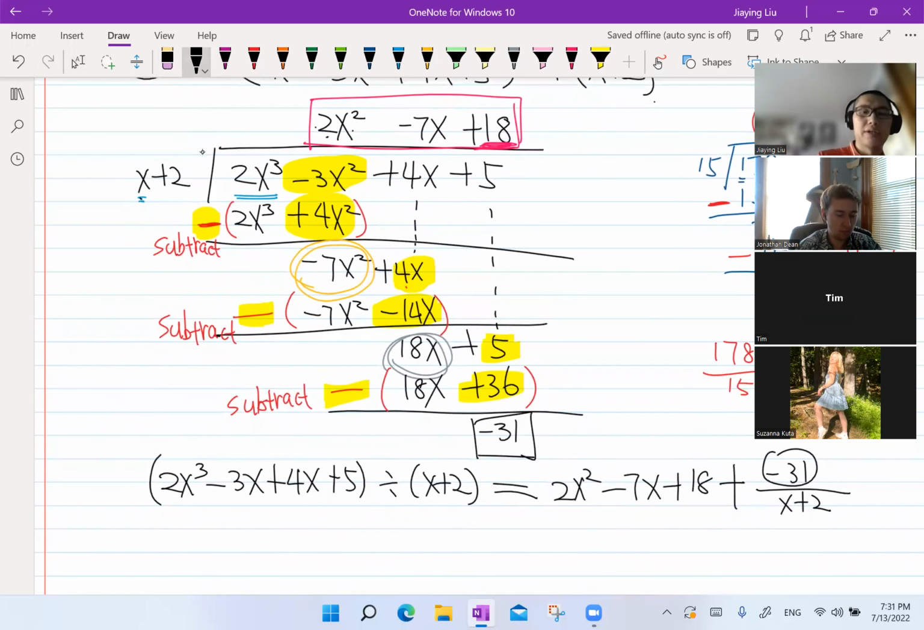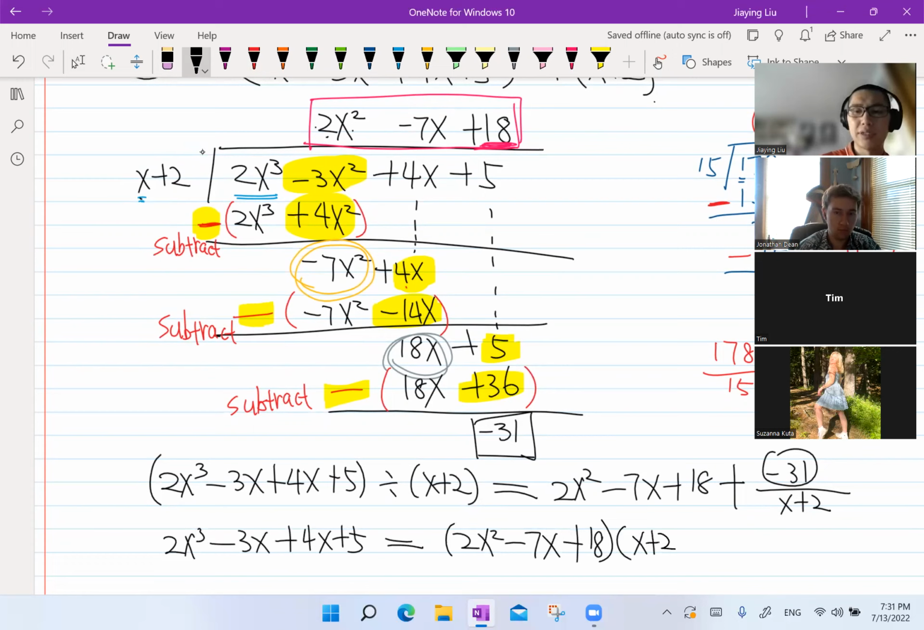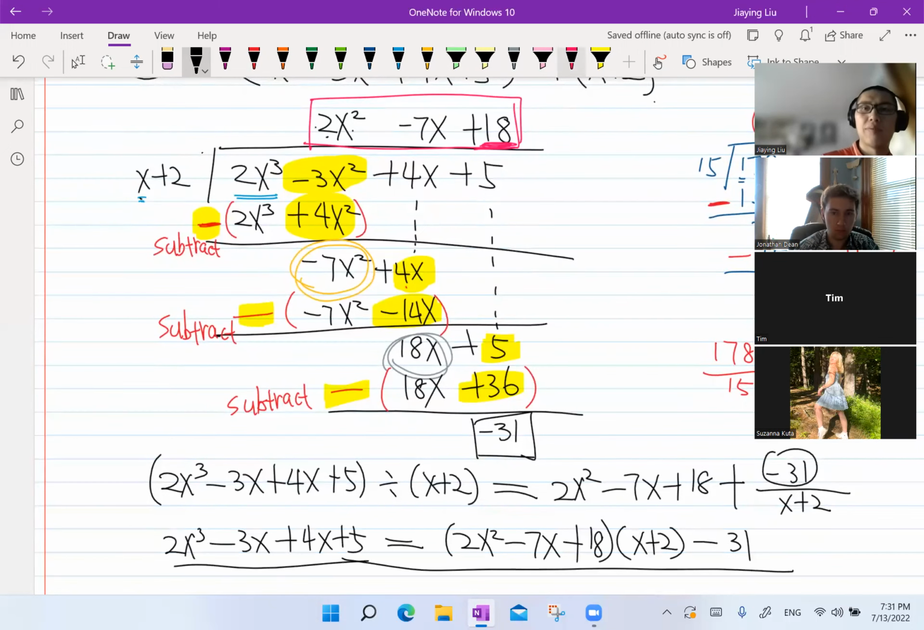Another way to write the problem with the answer is 2x cubed minus 3x squared plus 4x plus 5 is equal to the quotient 2x squared minus 7x plus 18 times the divisor x plus 2 plus the remainder negative 31. So either notation is fine. Personally, I prefer the first one. Let me highlight it, but it doesn't make a difference if you write it the second way.